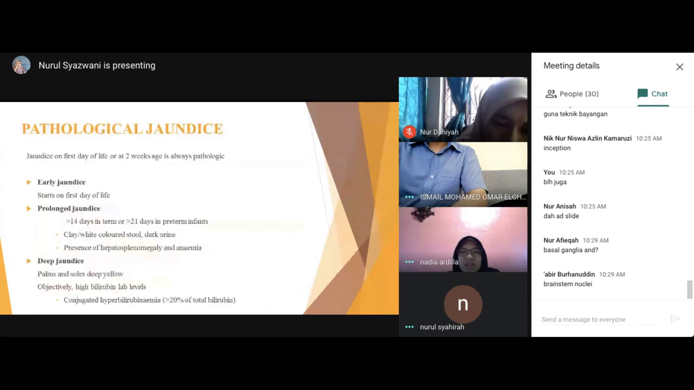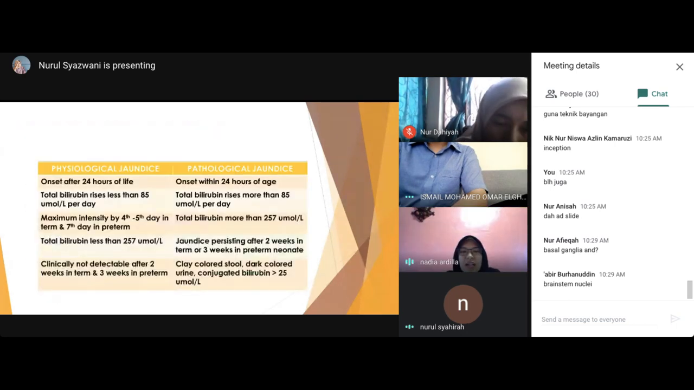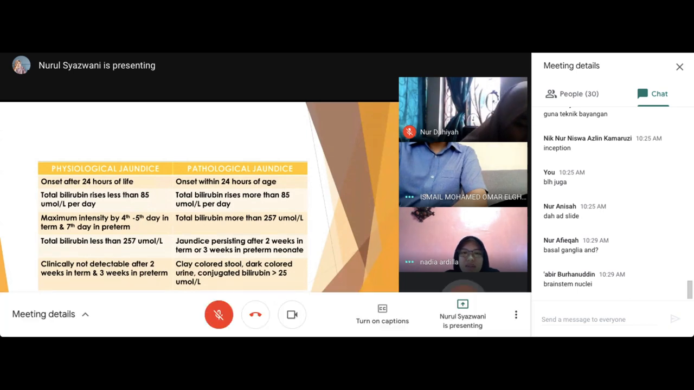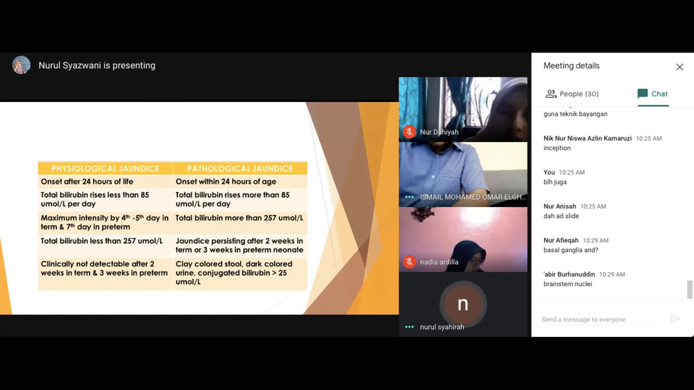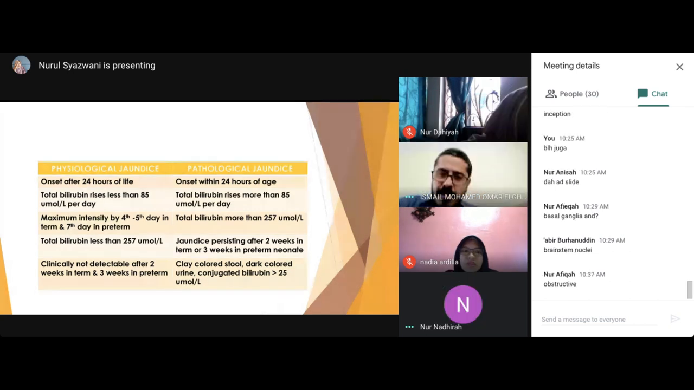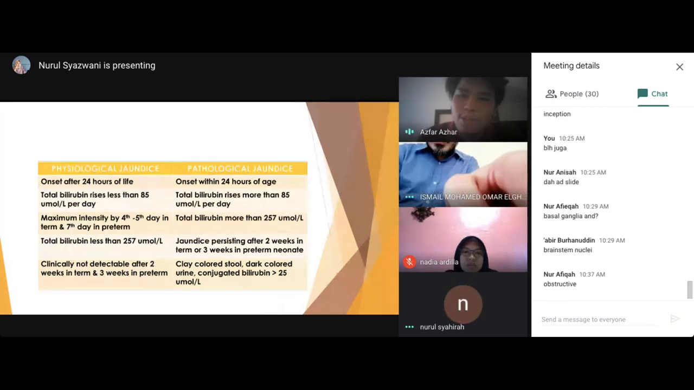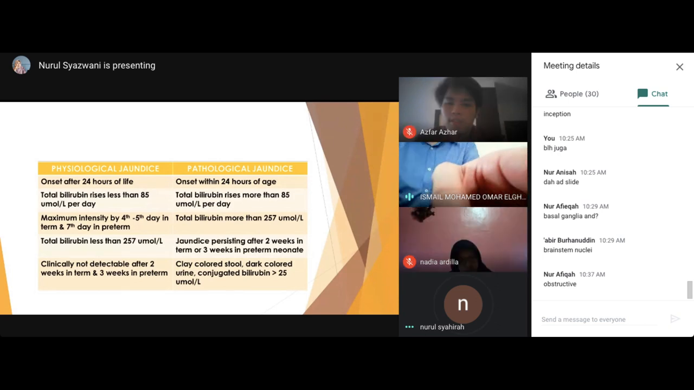The doctor was asking why the stool becomes clay colored. Why pale colored stool? Anyone can answer? Shahira, the question is open. Signs of obstructive jaundice. Because there's no stercobilinogen. Yes, stercobilinogen or stercobilin is the one responsible for the brown color of the stool. If the stercobilin is not there, the stool will be white. Okay, thanks. Continue.